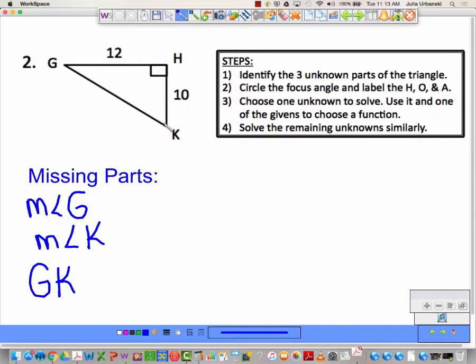Hey, both the angles are missing. What button am I going to use? Shift. Yes, the shift with the inverse. All right, so let's start with angle G. Let's make angle G the focus angle for no other reason than it's the first one I saw. If angle G is the focus angle, what's 12 going to be? Adjacent. And what's the 10 going to be? Opposite. And GK is going to be? Hypotenuse. For finding angle G, though, which 2 matter?